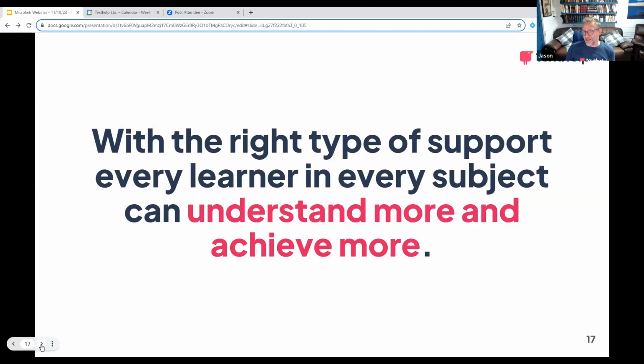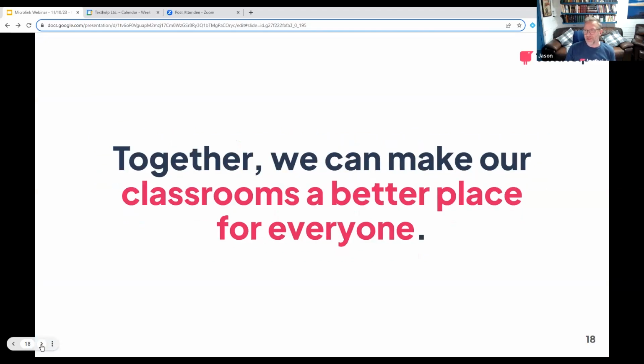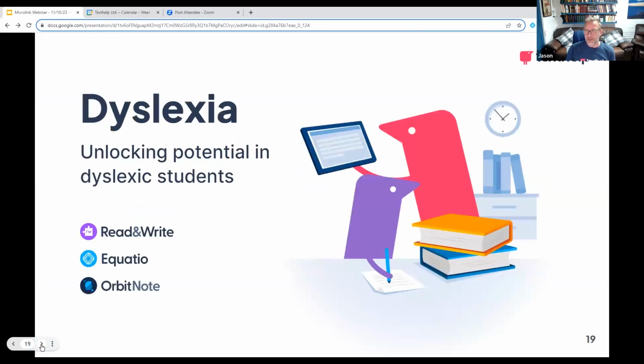And Richard was just telling me the other day that Evie is actually now the head girl of New Battle High School. So her dyslexia in no way has held her back, and having the right tools has helped her to achieve more in her education. So what we want to do is make our classrooms a better place for everyone. And when we think of dyslexia, we have a range of tools which can support those students.